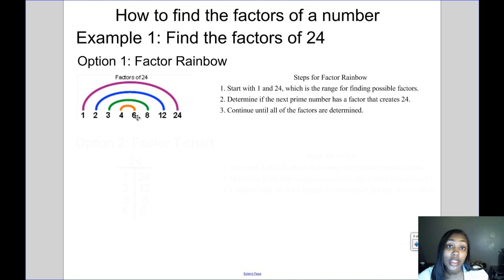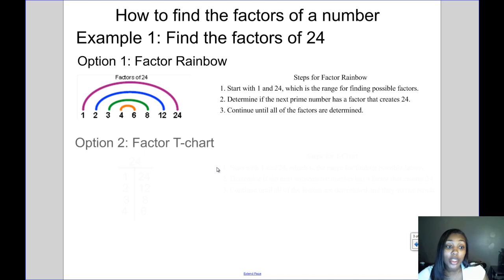Then we think about, does anything multiply with 5 to give you 24? And we learn from the divisibility rules, well, nothing with 5 because 24 would have to end with a 5 or a 0. So we know 5 can't be a factor of 24. And then the next number is 6, and we see we already have 6 on there, which lets us know we have found all the factors, and that's the end of our rainbow. So that's one way you can use a factor rainbow.